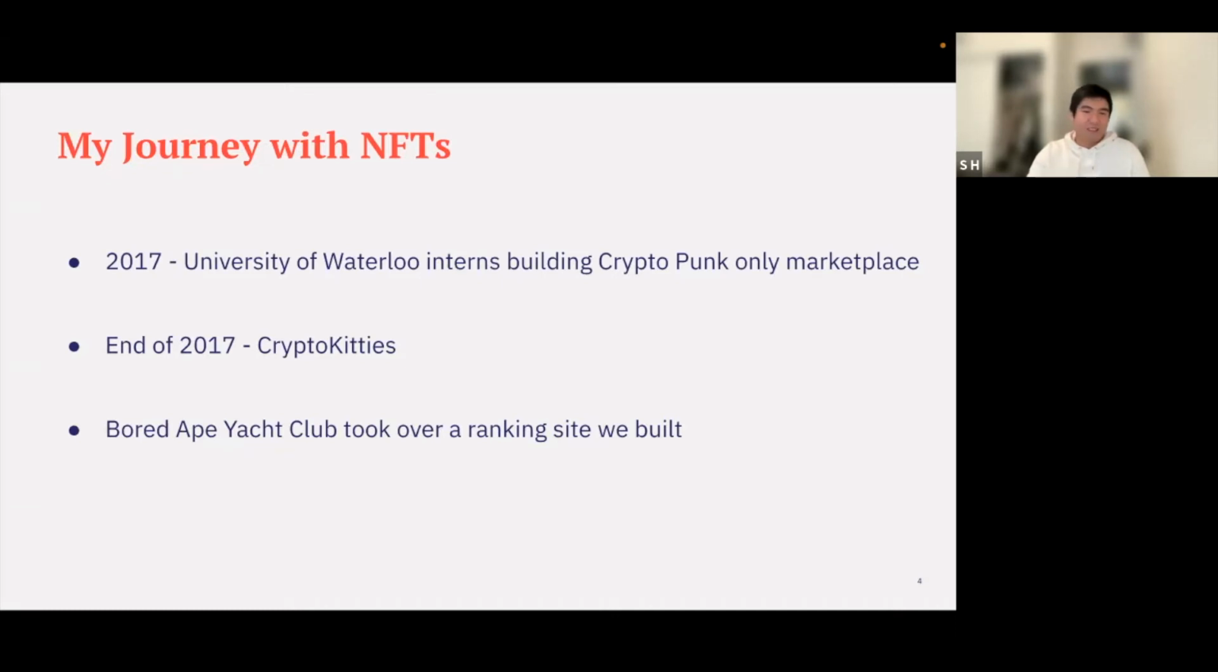Then at the end of 2017, CryptoKitties really put NFTs on the map. And more recently, in early 2021, my co-founder and I started building a ranking site that ranked the top selling NFTs by day, by week, by month. The day we put that website live, we basically saw a bunch of monkeys, and that was the day that Bored Ape started minting. That really piqued our interest in the whole NFT market, and we saw the growth of the NFT ecosystem to what it is today.